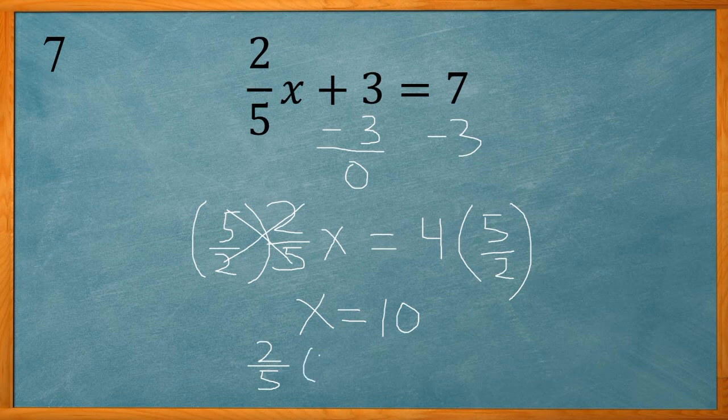2/5 times 10 plus 3 equals 7. Here I can take the 10 divided by 5 is 2. 2 times 2 is 4. 4 plus 3 is 7. So 7 equals 7. So that works out.